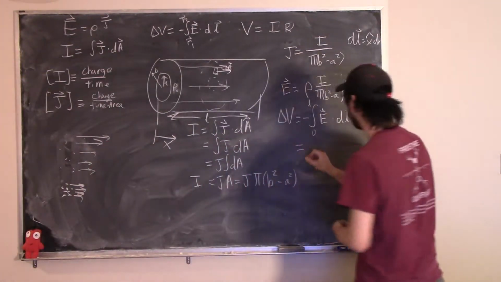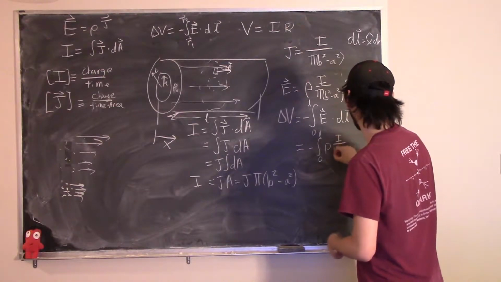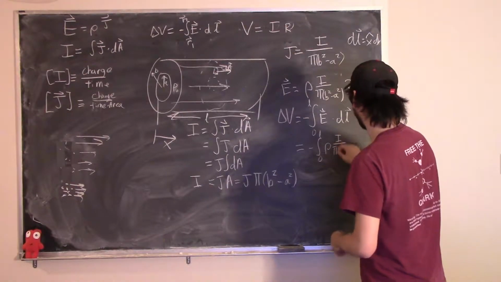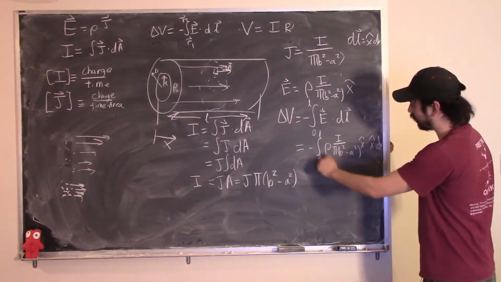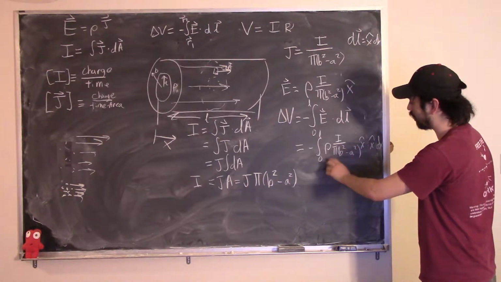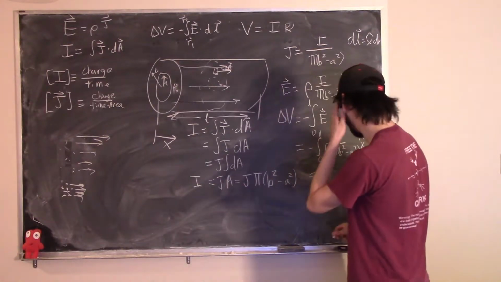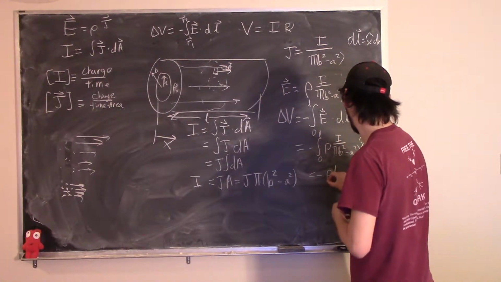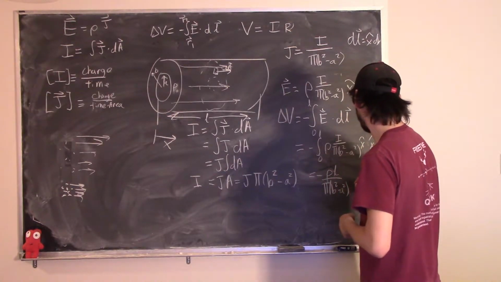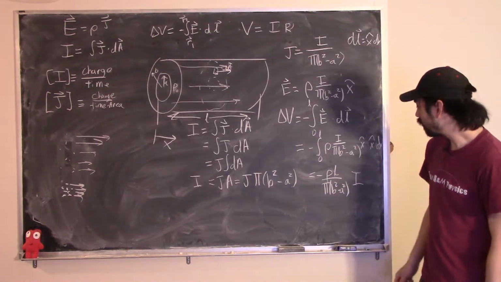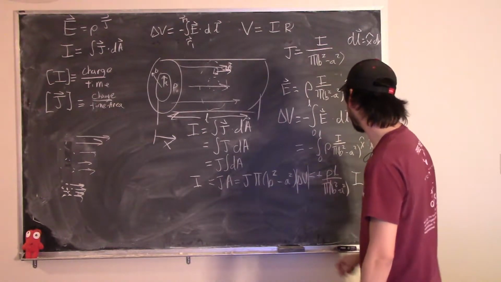So what this says is this is going to be equal to the negative integral from 0 to L of rho I divided by pi (b squared minus a squared) x hat dot x hat dx. We see that this integrand is just some constant. And so when we do this integral, we end up seeing that this is just going to be equal to negative rho L divided by pi (b squared minus a squared) times I. Okay? So now we found what delta V is. If we want to take the magnitude of delta V, that's just going to make this plus.